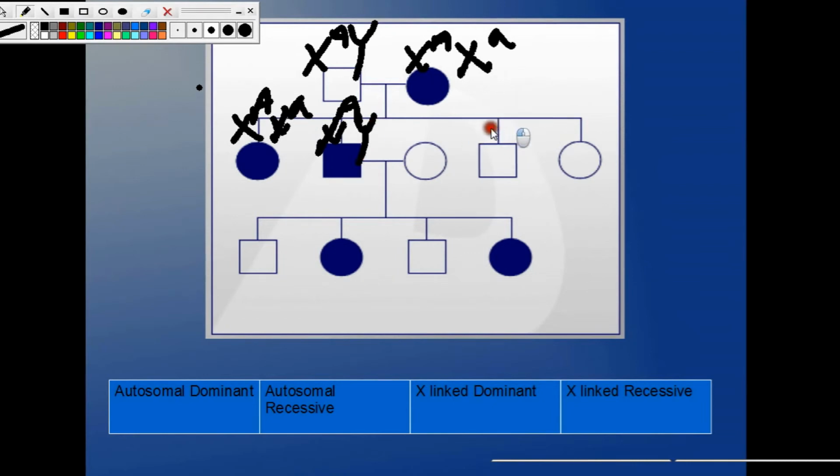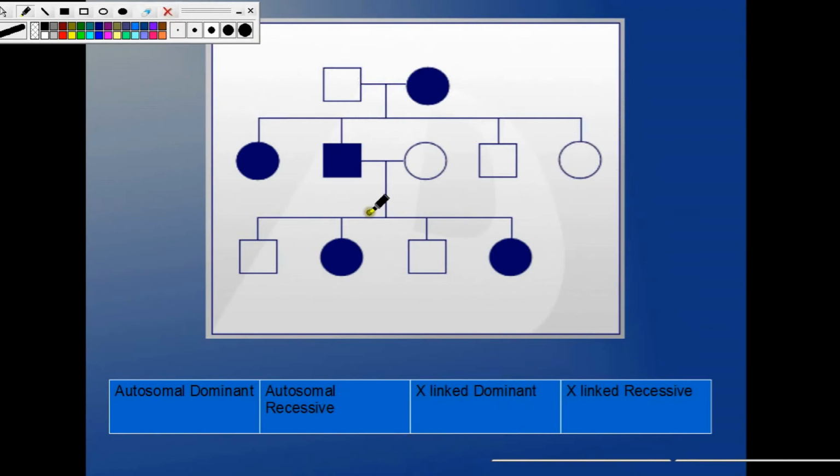So that could work. Now the other son could get the Y from dad, and then he'd have to get the recessive trait from mom to not have the disease. So that could also work. And then the daughter would have to have two X's. She'd have to get the big A from dad, and then this would not work. Right here it shows that since she'd have to get the big A from dad, even if she got a little a from mom, that'd still show the dominant trait. So X-linked dominant would not work.